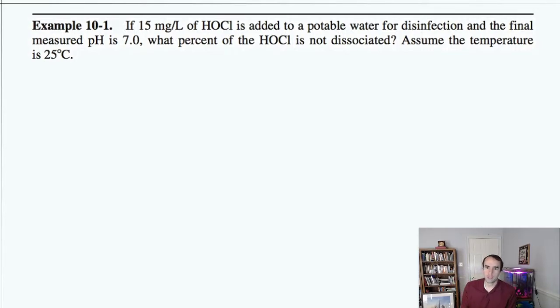With this problem, we have if 15 milligrams per liter of HOCl is added to a potable water supply for disinfection, and the final measured pH is 7.0, what percent of the HOCl is not dissociated? And we're assuming the temperature here is 25 degrees, and that is so that you could take a lookup table and say that KEQ for chlorine is 10 to the negative 7.54. Or you could maybe solve that chemically.